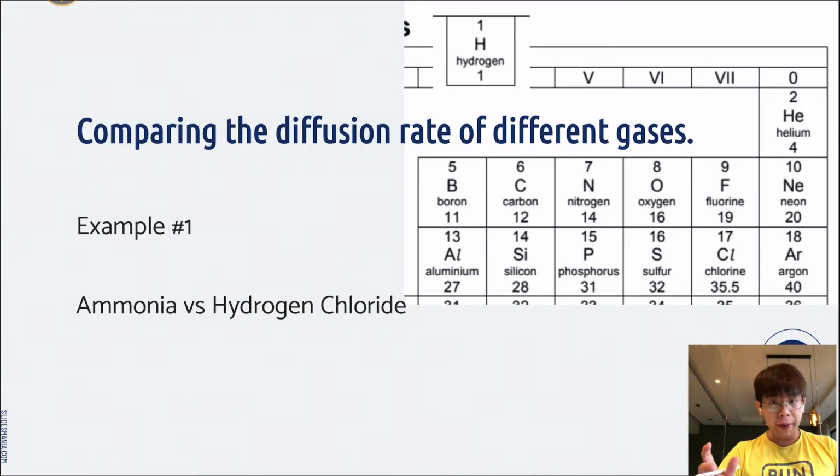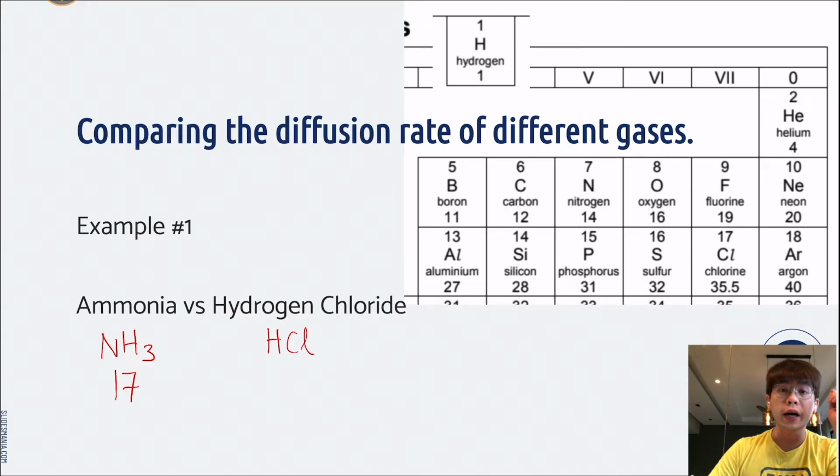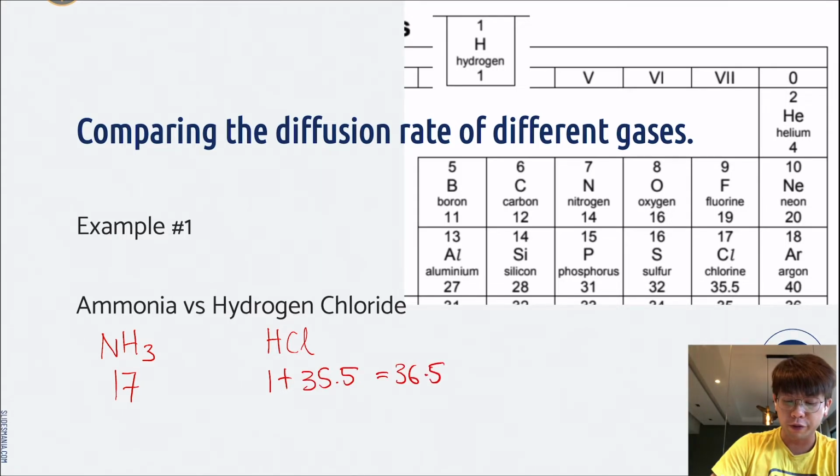So we need to compare the rate of diffusions of different gases. So comparing ammonia and hydrogen chloride. So how do we do this? We need to first determine the relative molecular mass of ammonia as well as the relative molecular mass of hydrogen chloride. Just now, we have determined that the relative molecular mass of ammonia was 17. What about hydrogen chloride? Hydrogen chloride is HCl. And if you look at your periodic table, HCl has a relative molecular mass of 1 plus 35.5. And that will be 36.5.